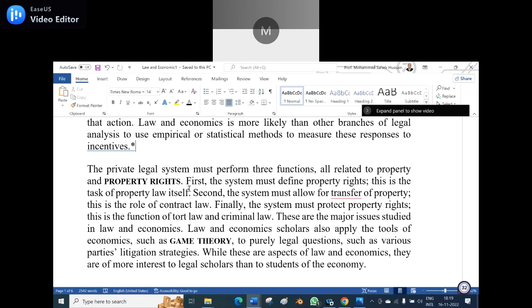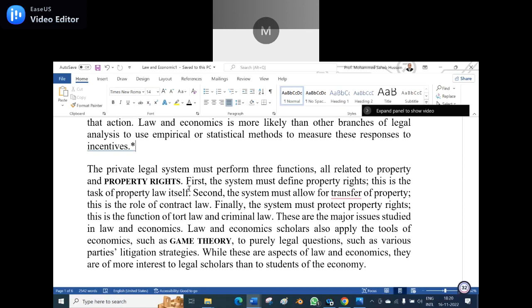Finally, the system must protect property rights. This is the function of tort law and criminal law. So what are the three functions? Number one, the property right should be there, to define the property, and property law itself. Second, how the property can be transferred, moved from one place to another. And third, the system must protect the property rights. This is the function of tort law and criminal law. So first, the property and property rights. Second, transfer. Then the protection of the property rights.